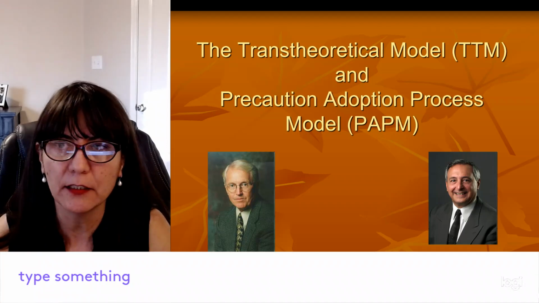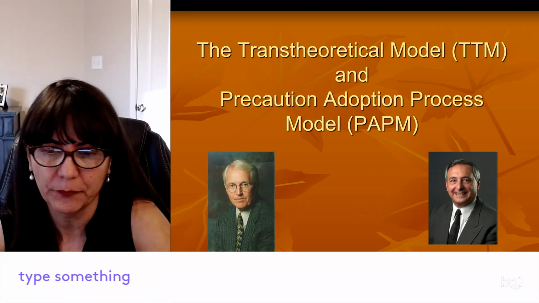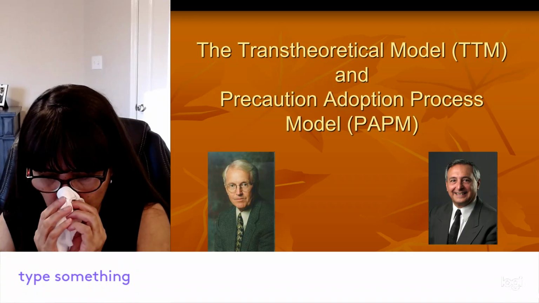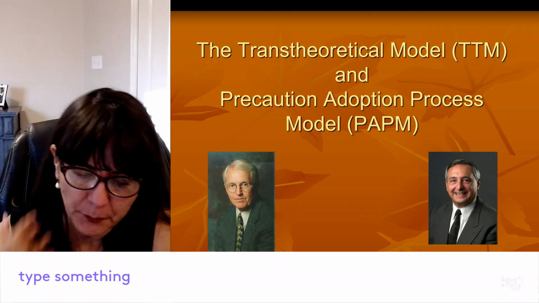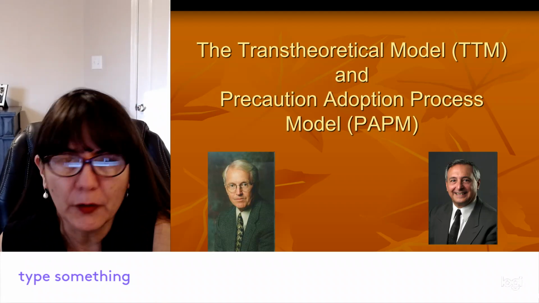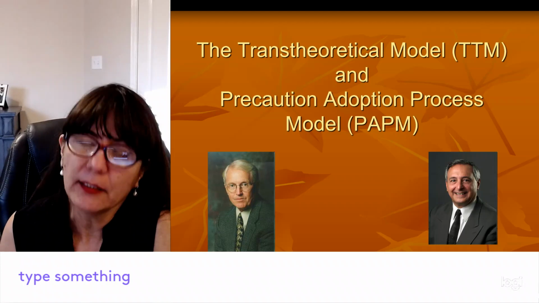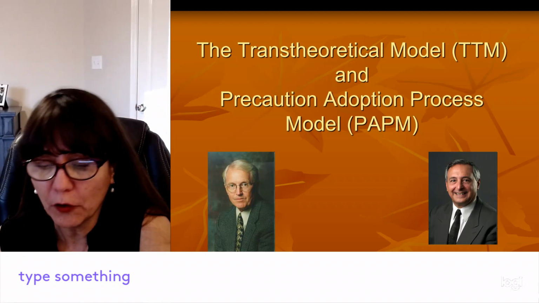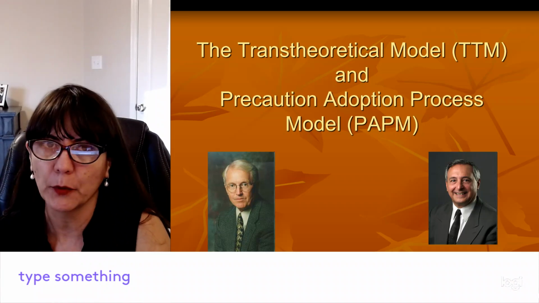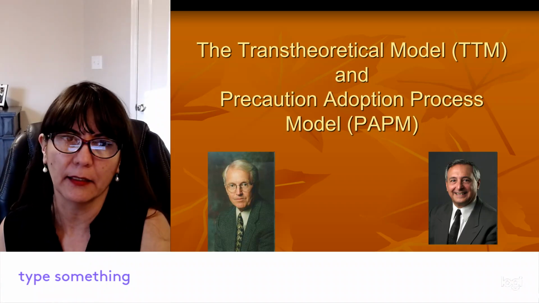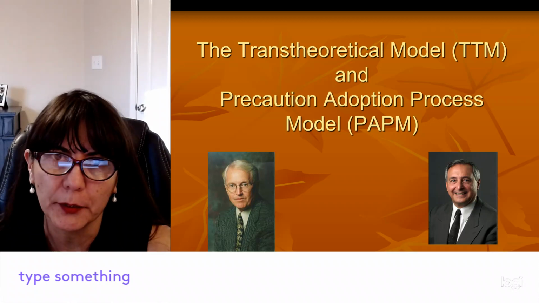All right, so let's start with the theory, the transtheoretical model, sorry. This model was developed by James Prochaska, pictured here on the left, and Carlo DiClemente. They discovered that behavior change unfolds through a series of stages. So it's not like all of a sudden we're engaging in a behavior or not. There are steps that occur as a person progresses toward behavior change.